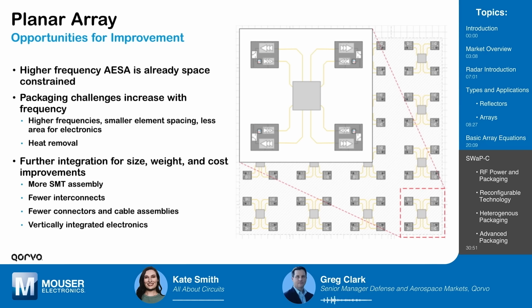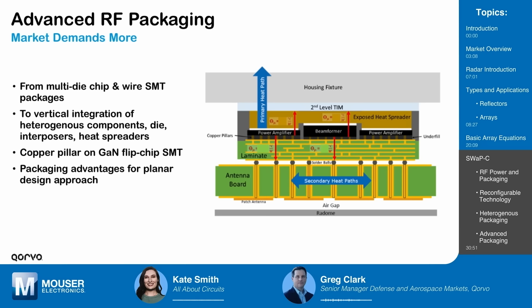And one trace mistake can create a whole bunch of problems, and you're redoing that array or respinning that board, or you're putting in a little jumper wire. So, and then we start talking about vertically integrated electronics, and that's where we start talking about advanced RF packaging.